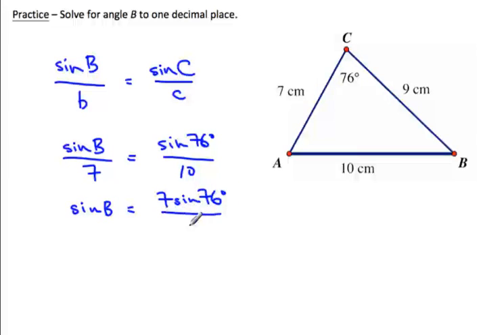Now the most common mistake that people make at this point is they just evaluate this and think that they found angle B, but that's not angle B, that's the sine ratio of angle B.